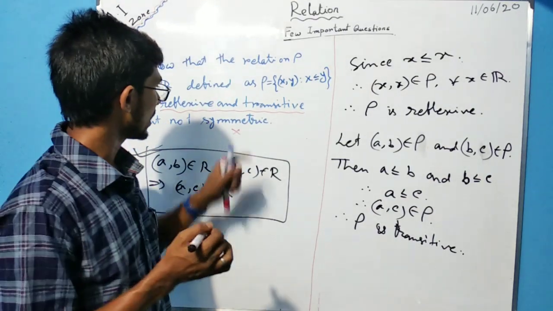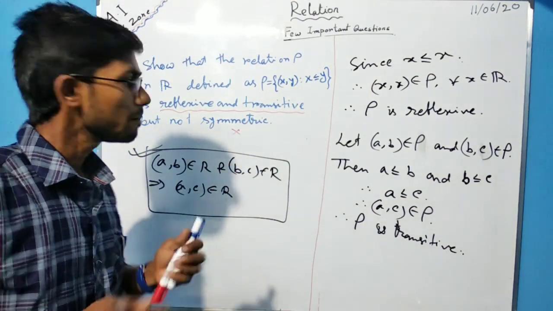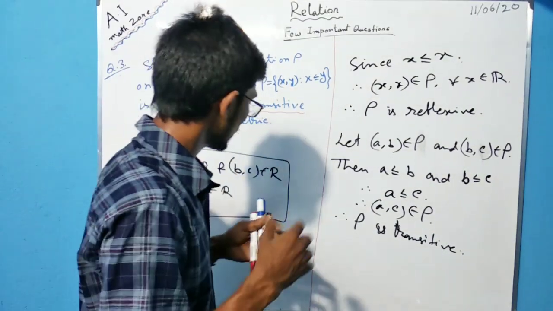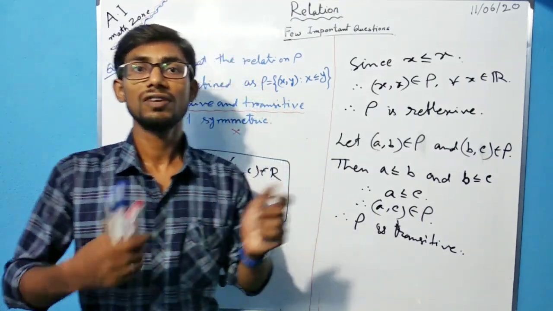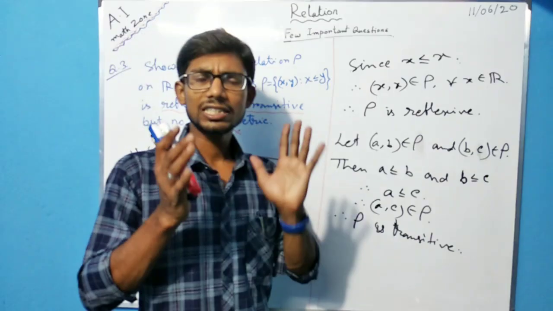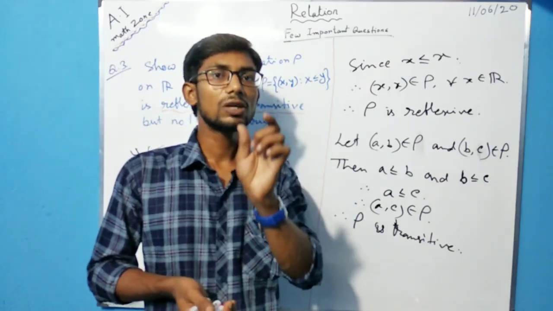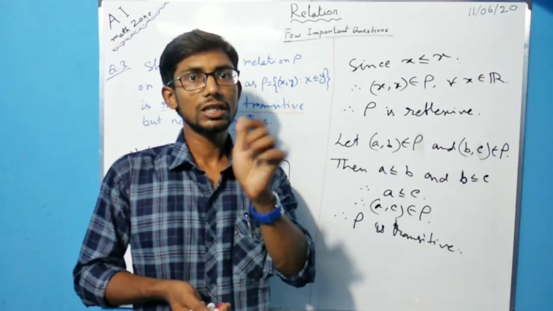And next, we will show that this is not symmetric. So जब भी तुम किसी को दिखाना चाहते हो कि this is not symmetric या फिर not transitive या फिर not reflexive, तब सबसे अच्छा टेक्निक है किसी एक पर्टिकुलर example ले लो और वो example को highlight करो.